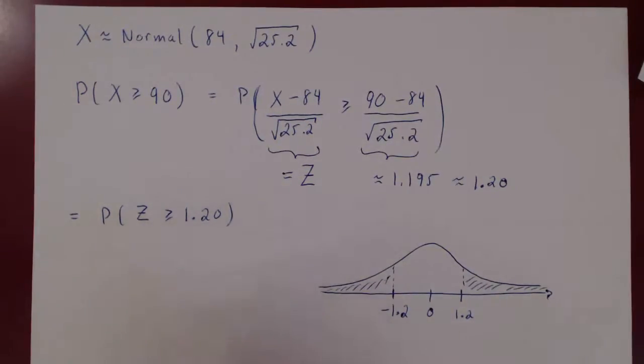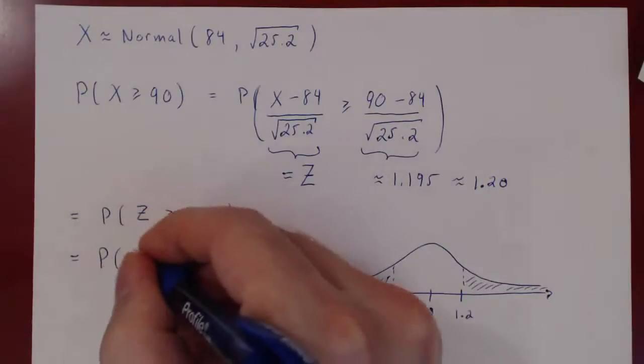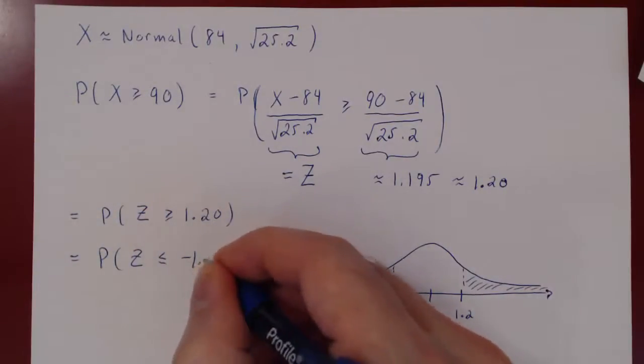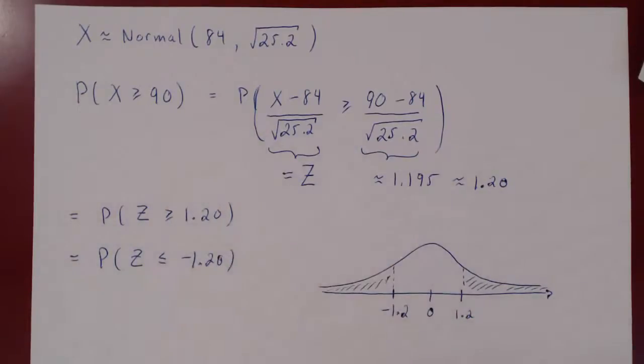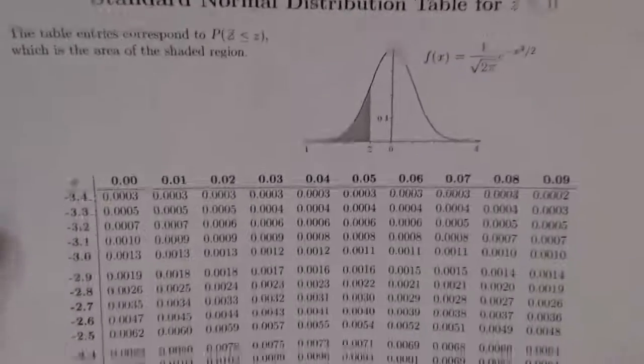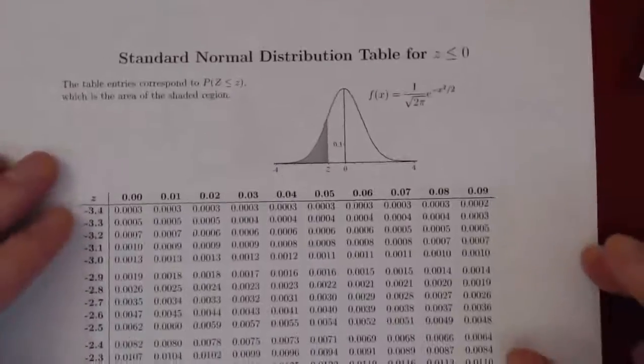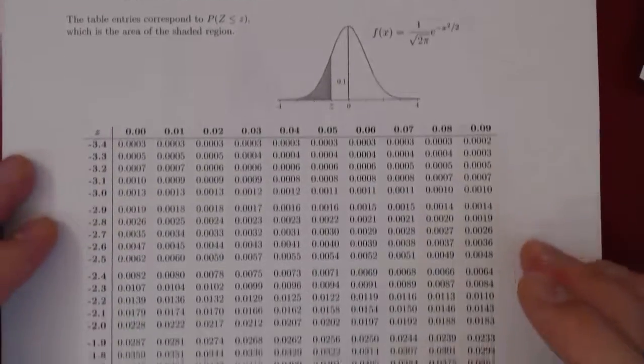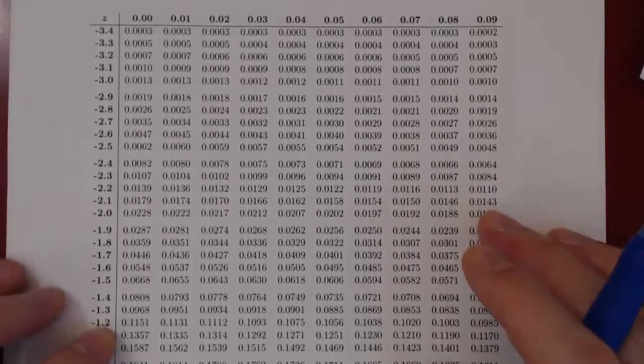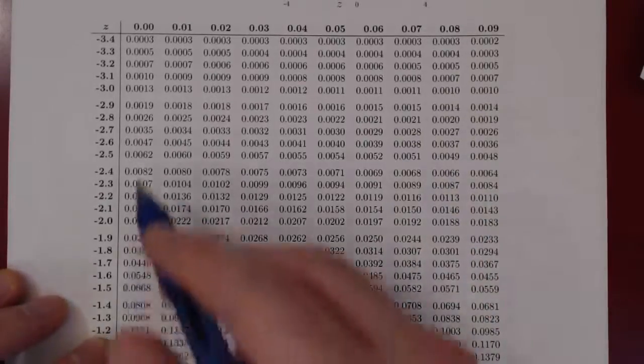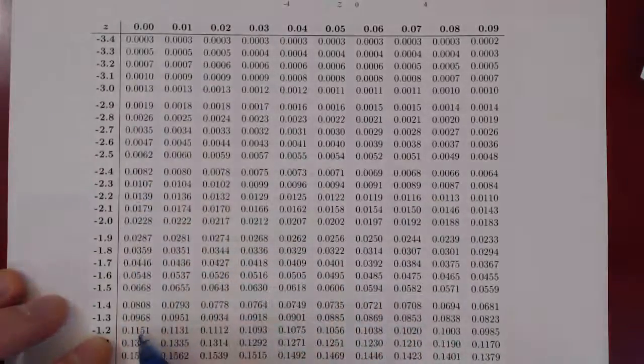So the area to the right of 1.2 is the same as the area to the left of negative 1.20. And now we can read this off directly from the table. We have a negative z-score, so we use the first side of our table. The z-score was negative 1.2, so we go down, negative 1.2, and you see it was negative 1.20, so we use this column. And with a z-score of negative 1.2, the probability is 0.1151.